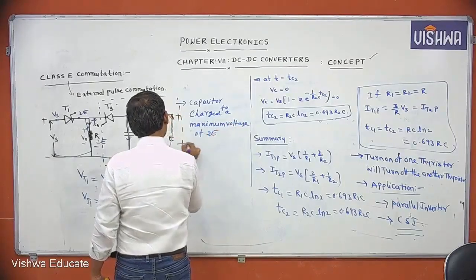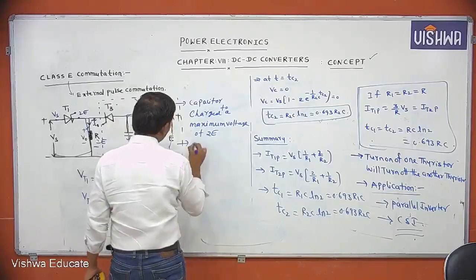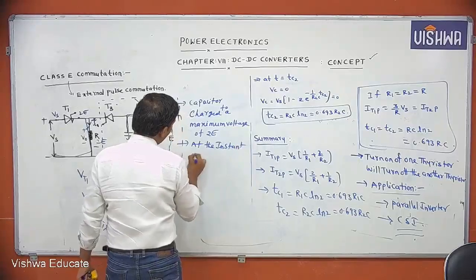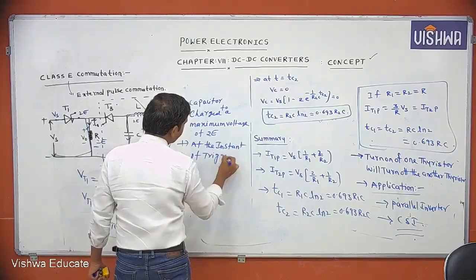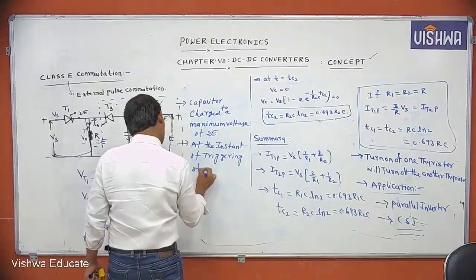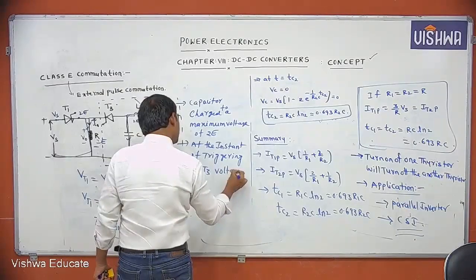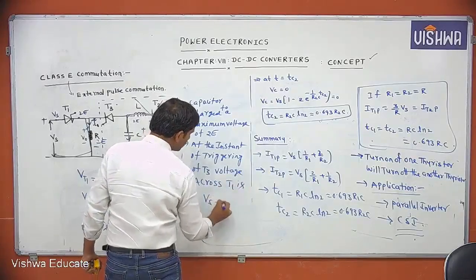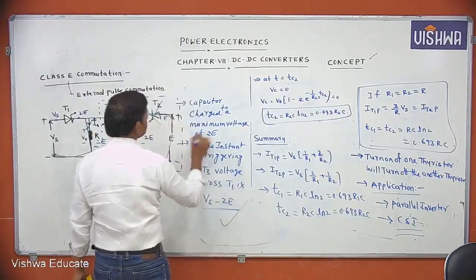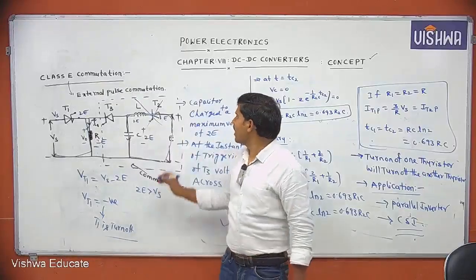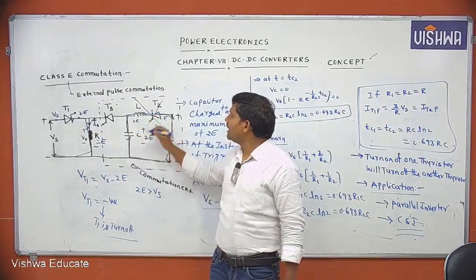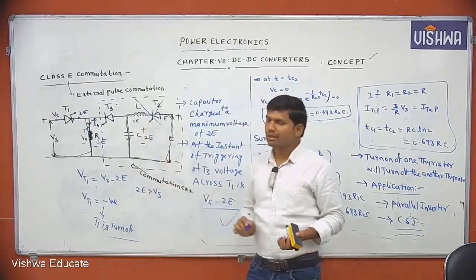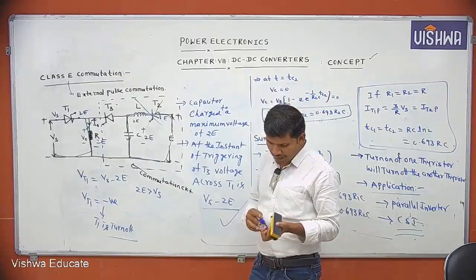The other point to remember: at the instant of triggering of T3, the voltage across T1 is Vs minus 2E. Okay, these 2 points to remember. And the T2 thyristor is commutated because of the LC circuit. Whenever this capacitor voltage is greater than the E voltage, then the T2 thyristor will be commutated. Okay, these points you remember with respect to class E commutation.